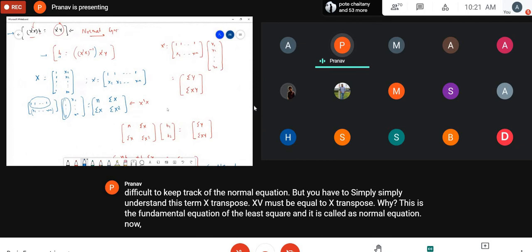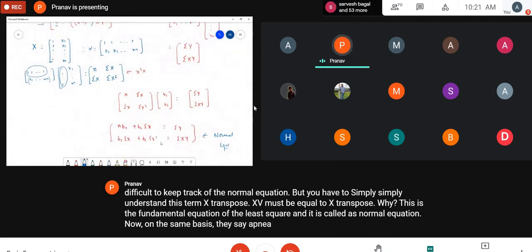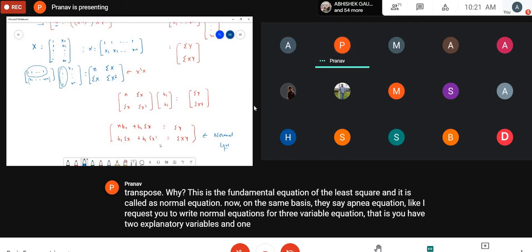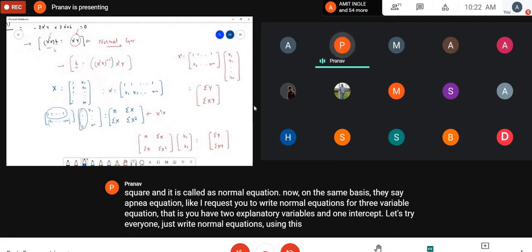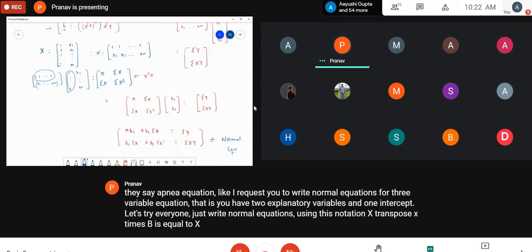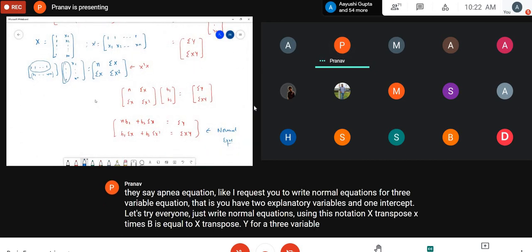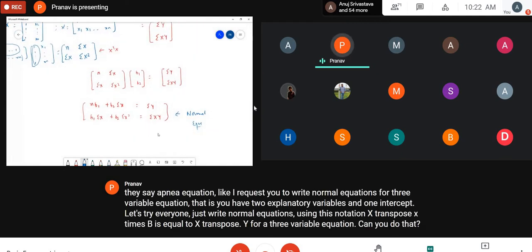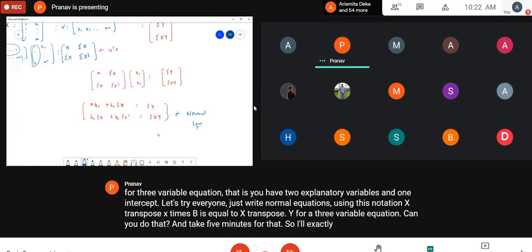Now on the same basis, just as you wrote this equation here, I request you to write the normal equations for a 3 variable equation. That is, you have 2 explanatory variables and 1 intercept. Just try, everyone. Write the normal equations using this notation, X transpose X times b is equal to X transpose y, for a 3 variable equation. Can you do that? Take 5 minutes for that. I'll ask you at 12:27. Please do that.